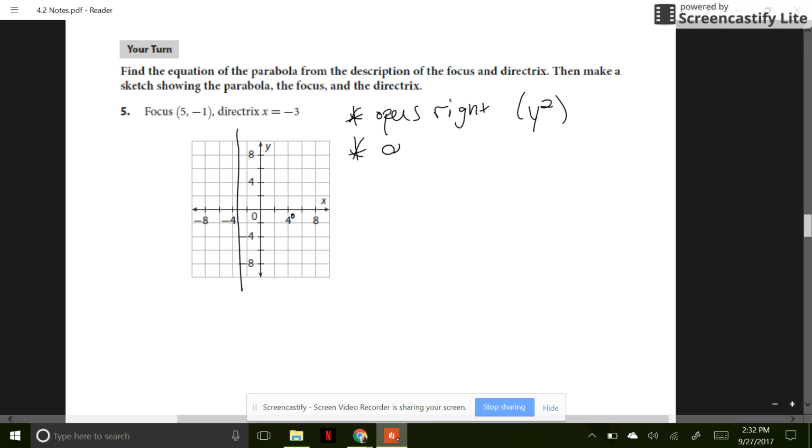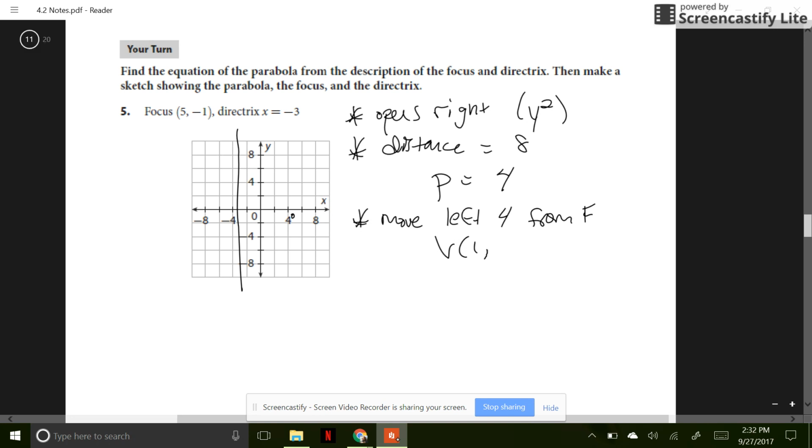So now I check what's the distance from the directrix to the focus. Horizontally, it's got a distance of 8. So that tells me that P is going to be 4. And again, because it's opening right, it's going to be a positive 4. To find my vertex, move left 4 from the focus. So that means your vertex is going to be at 1, -1. So that's right here is your vertex.